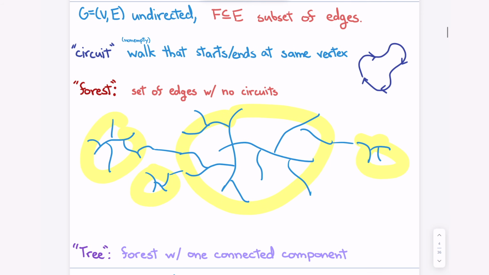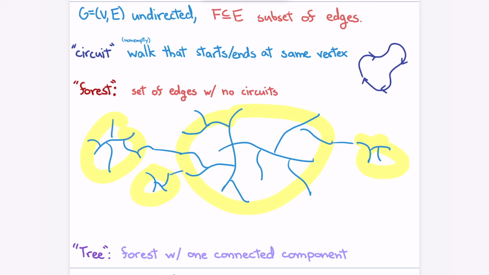So this is actually a bit of an exercise in terminology, and if you get the right definitions and concepts down, the subsequent proofs aren't so bad. But I'll quickly go over them again. A circuit is any walk that starts and ends at the same vertex. It could be a cycle or it could repeat vertices in the middle.